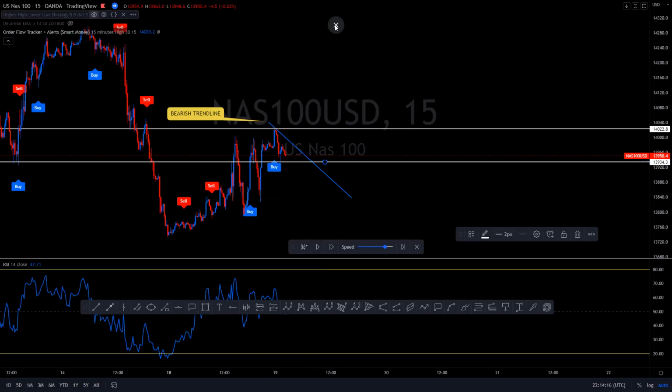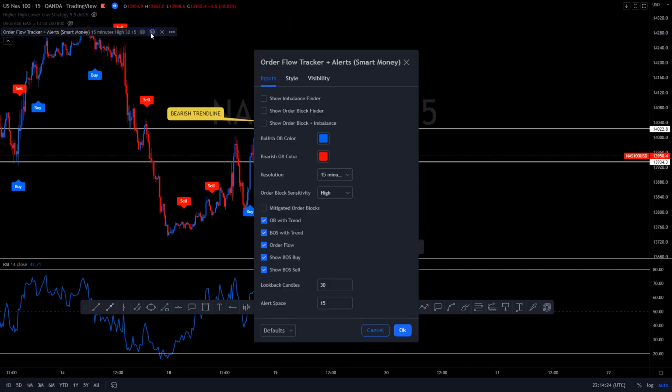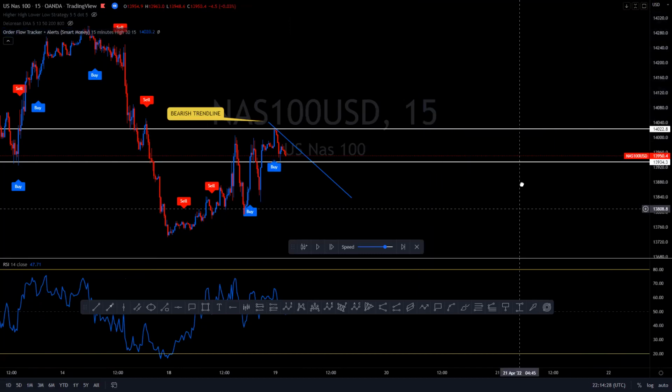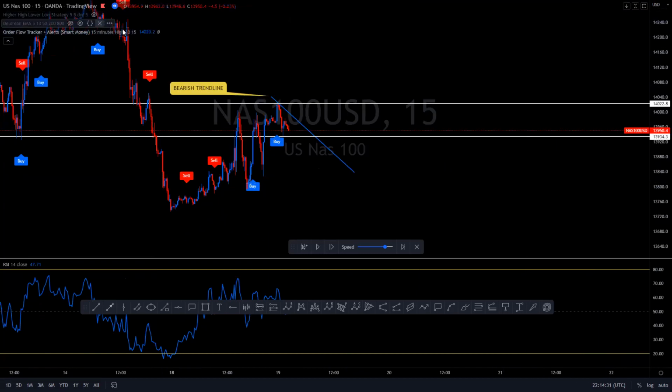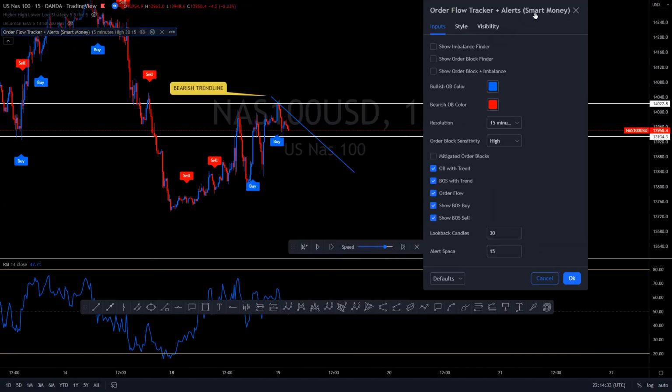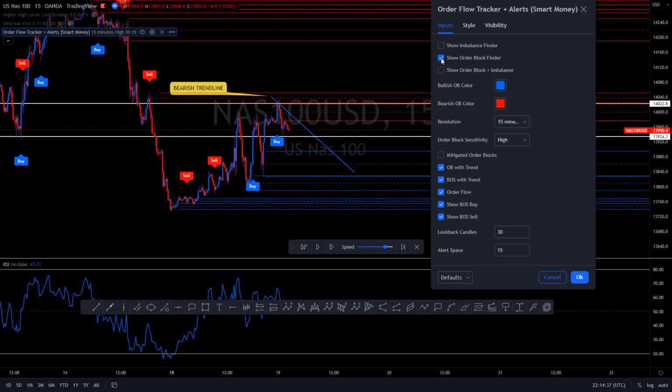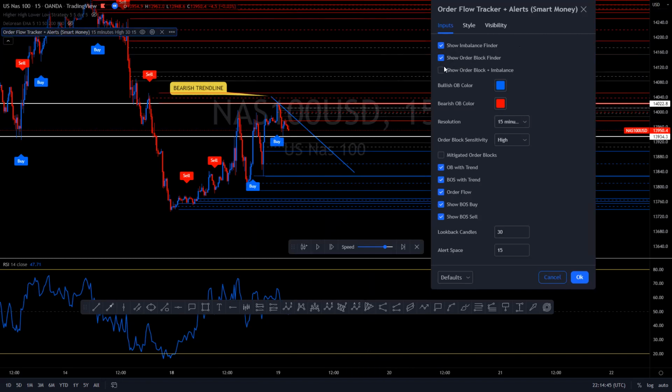Then I turn off my higher high to lower low risk strategy indicator, and I go to my order block indicator. This is when I turn on the order block and the order block finder and the imbalance finder. We see order blocks here. Let me look at the imbalance finder. So now I have this turned on.